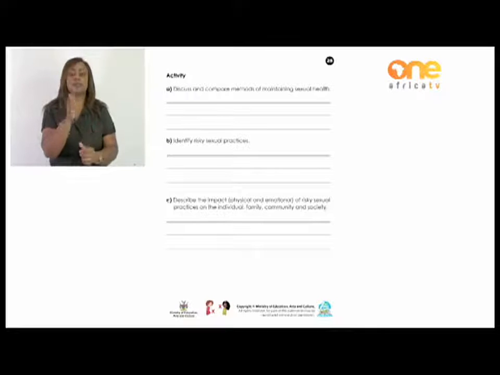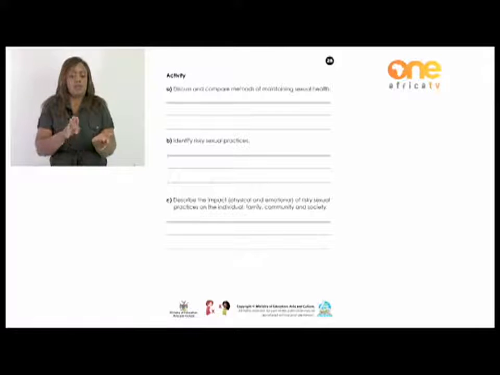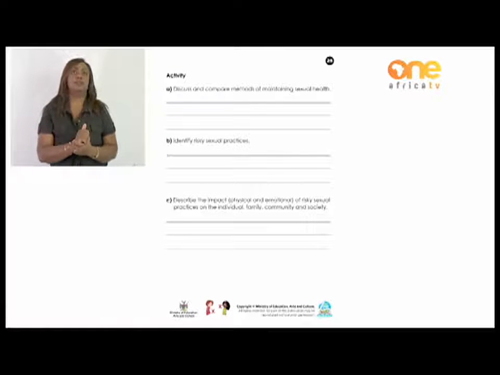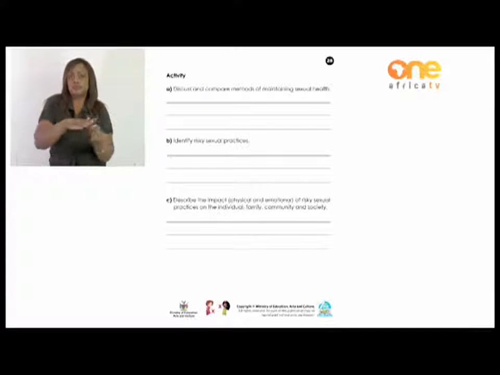A, discuss and compare methods of maintaining sexual health. Those are three methods that I want you to answer there. And B, identify risky sexual practices. C, describe the impact, be it physical and emotional altogether. These are the impact of risky sexual practices on the individual, on the family, community, and society.